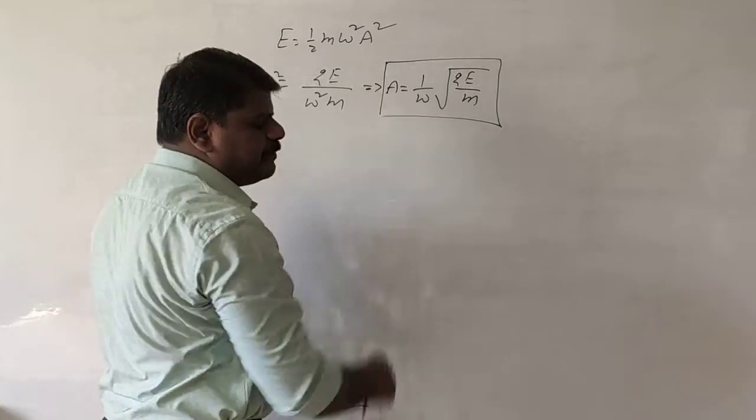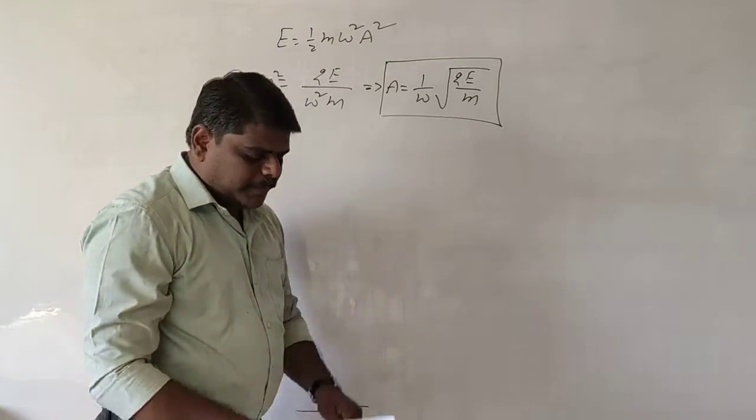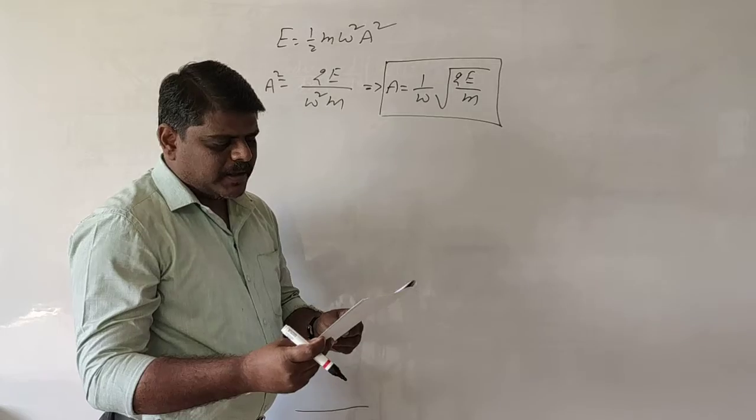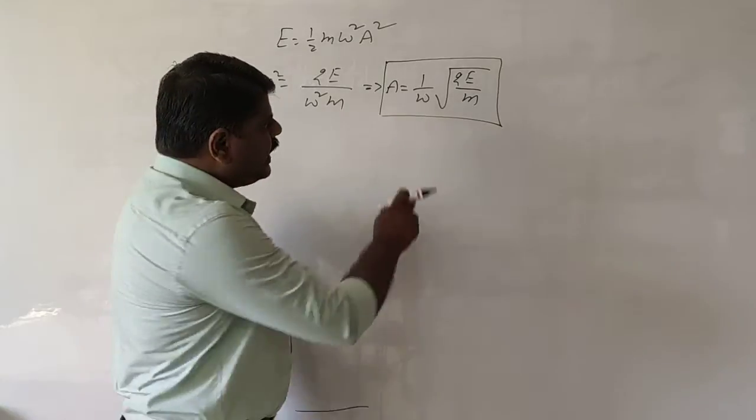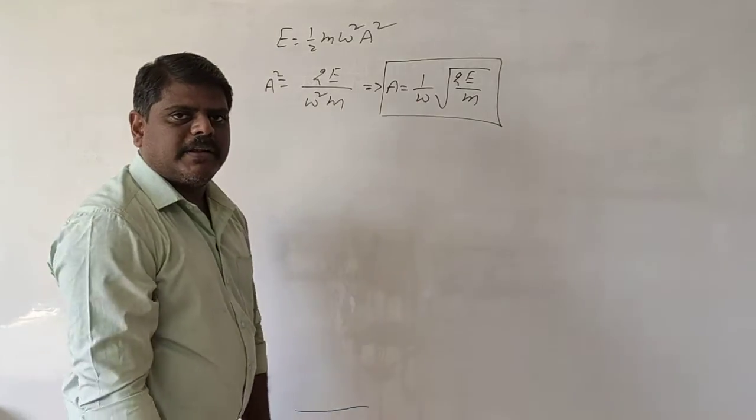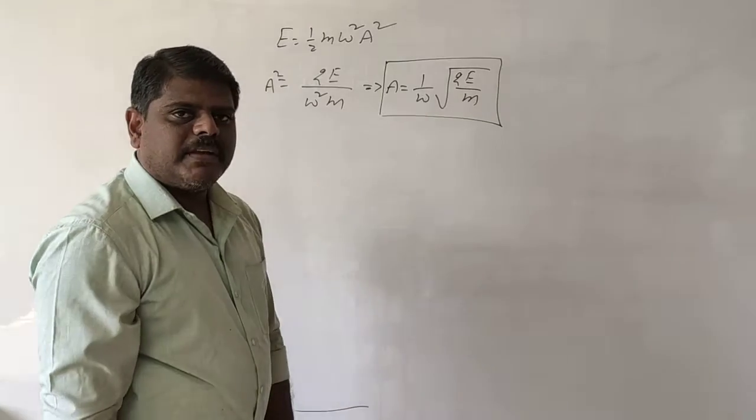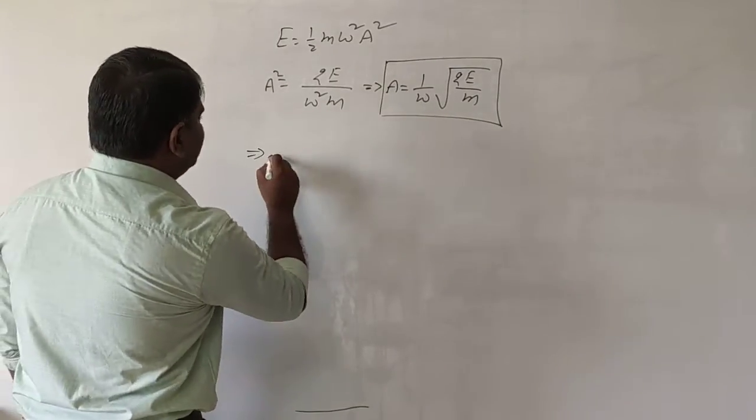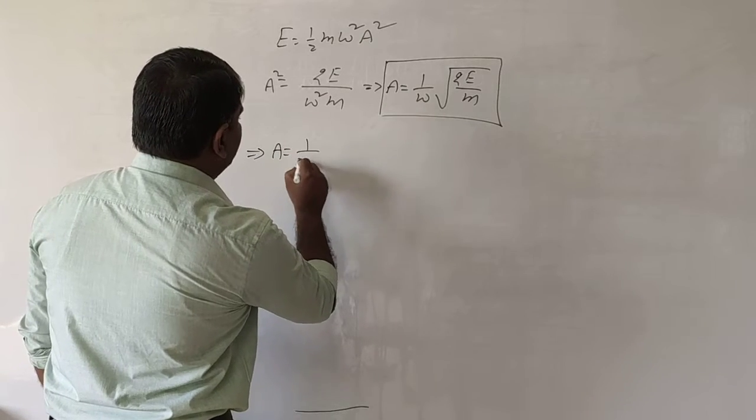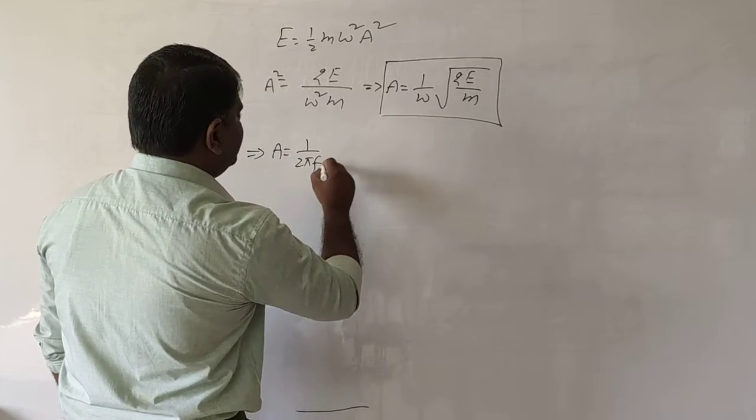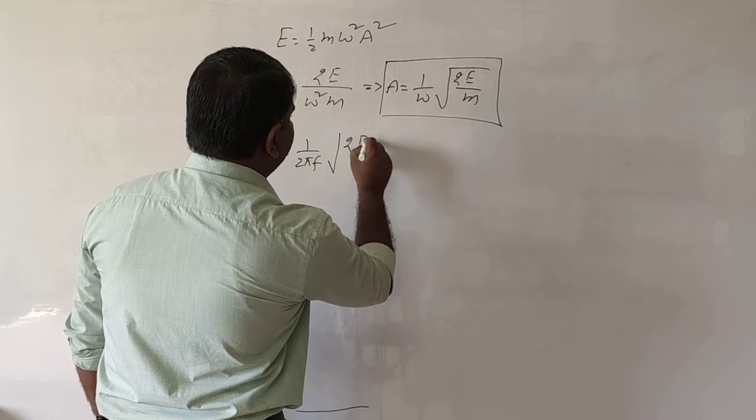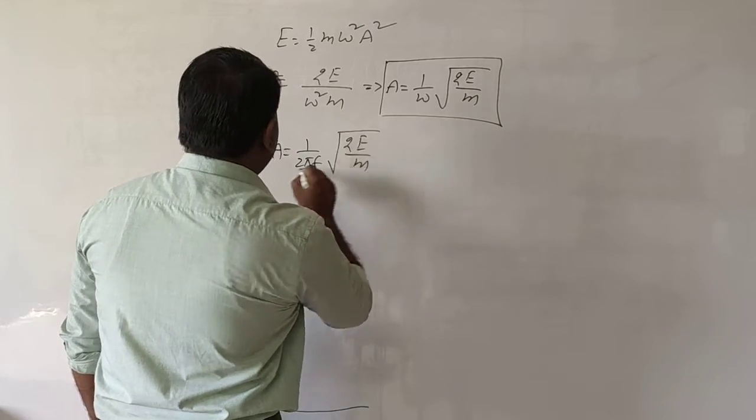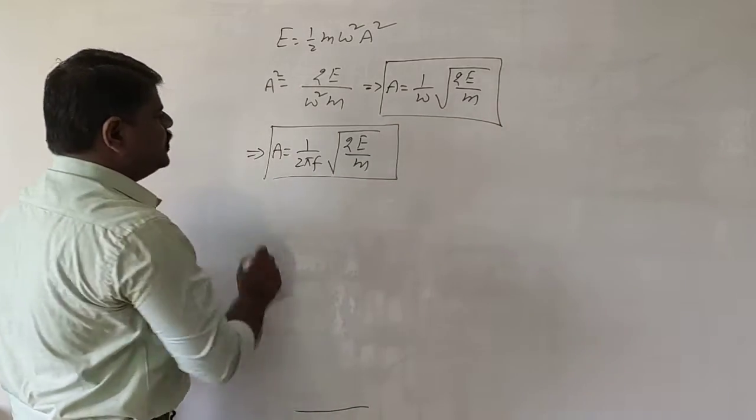The omega value is not given to us in the problem, but the frequency is given. So we can write omega in terms of frequency: omega equals 2 pi f. Then this formula can be written as A equals 1 by 2 pi f into under root of 2 E by m. This is the formula we are going to use.